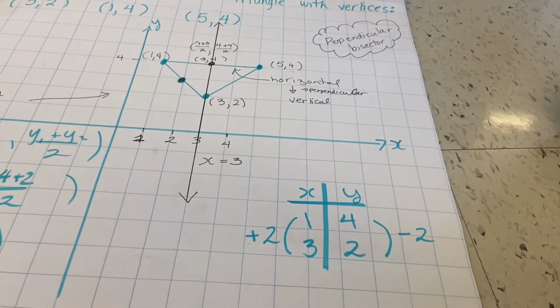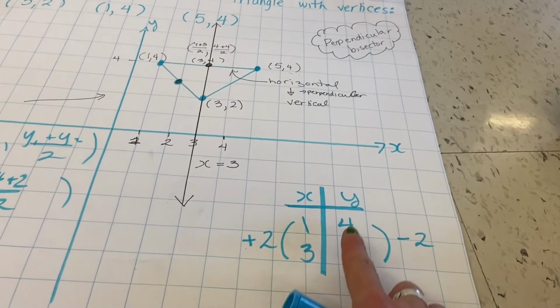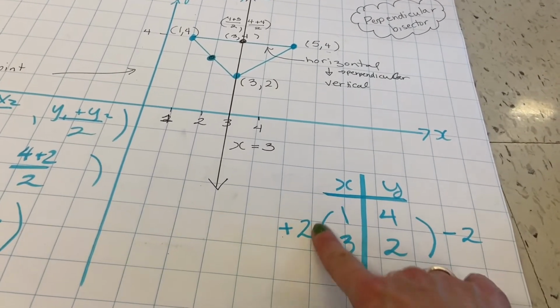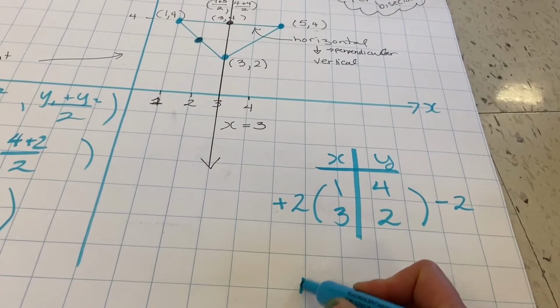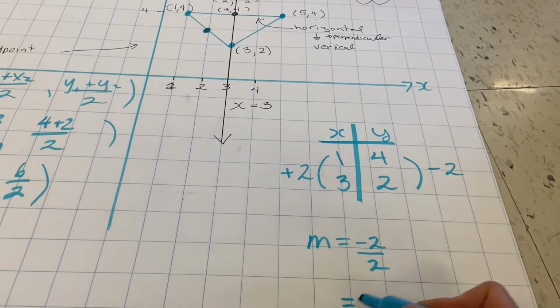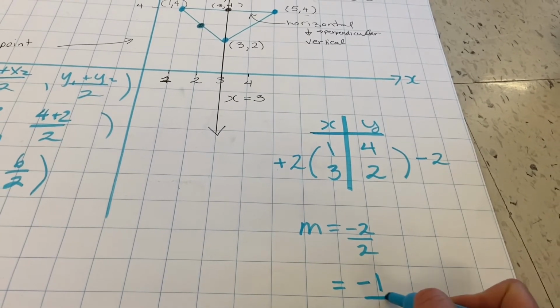I put them in a table. I'm finding the slope by checking the delta y, or how much the y's are changing, and the delta x's, how much the x's are changing, and my slope is going to be -2 over 2. My slope is -1 over 1.